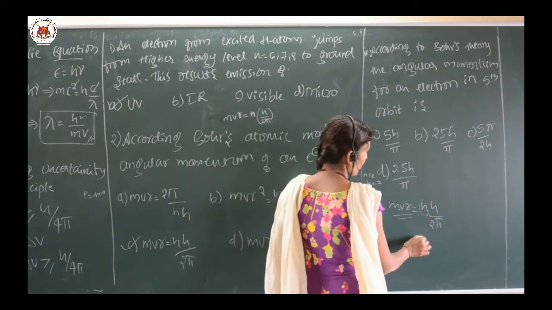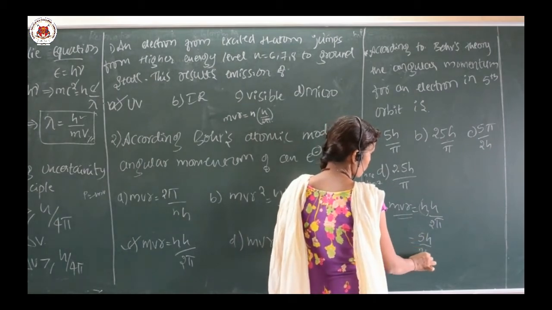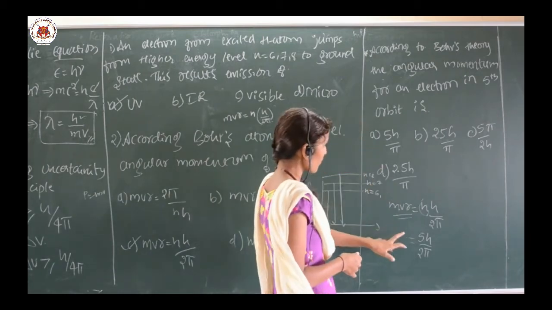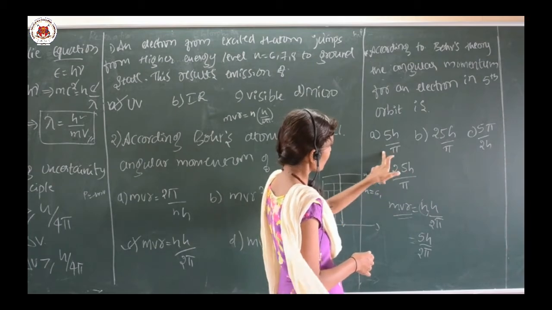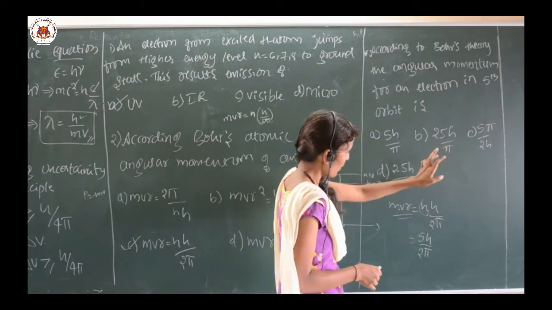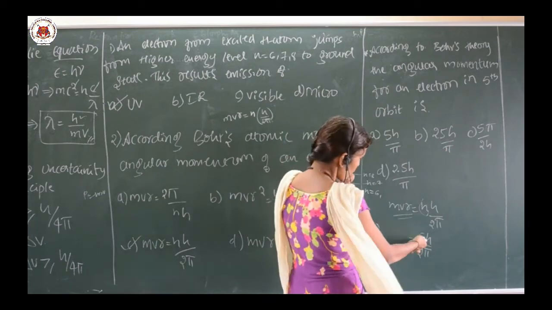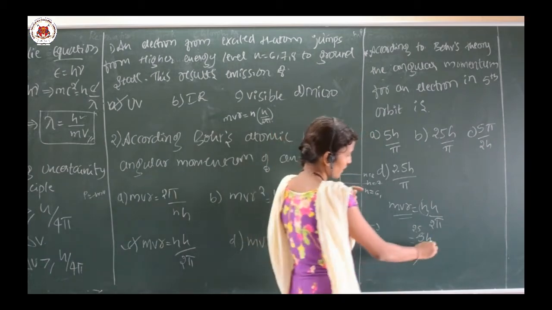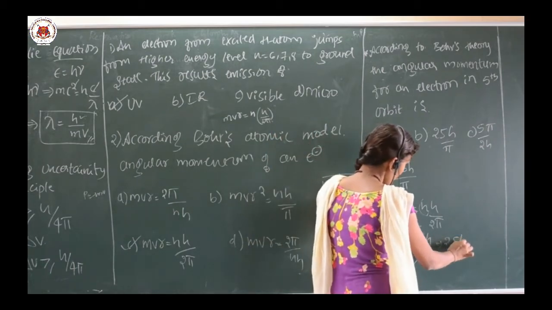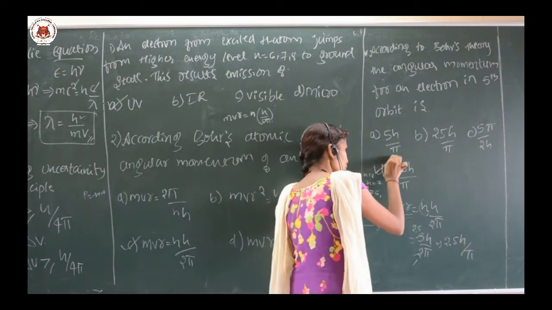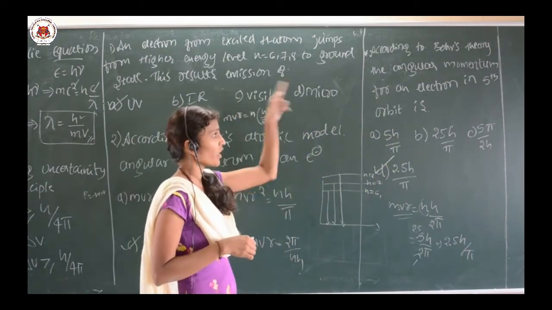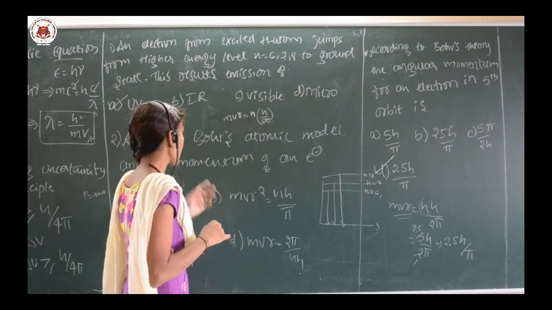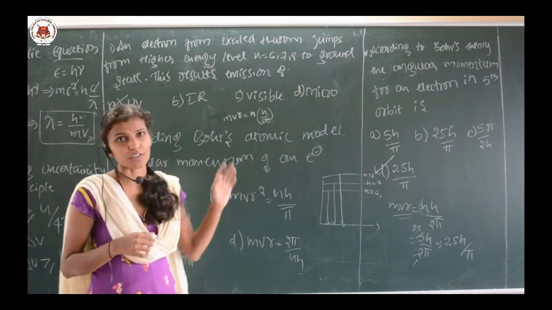So, substitute that n value as 5h upon 2 pi, and then if you look at the options, 5h upon 2 pi is not there, but 5h upon pi is there, 2.5 is there. If we simplify, the 2s cancel, 2.5. So, what is the answer? 2.5h upon pi. So, there is option D. Okay. So, this is how we can solve all these problems which are based on our theoretical background. Let us continue the class in the next session with some other problems.